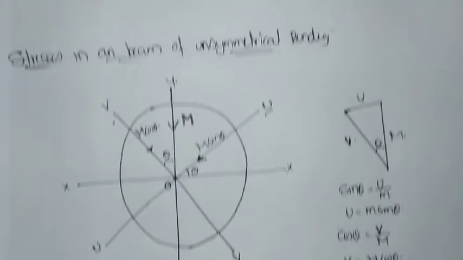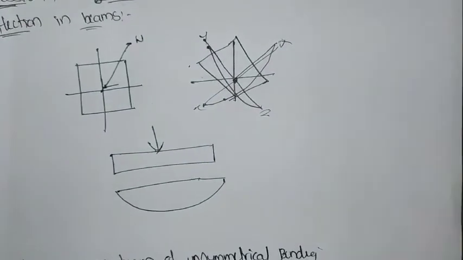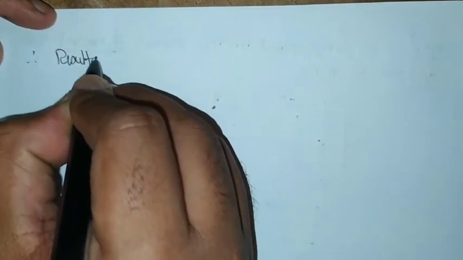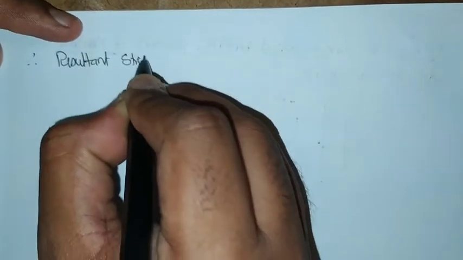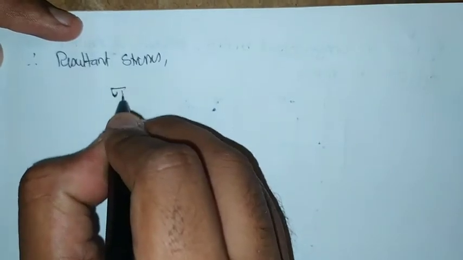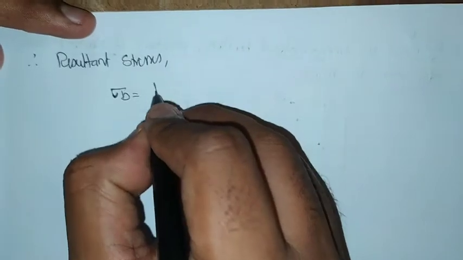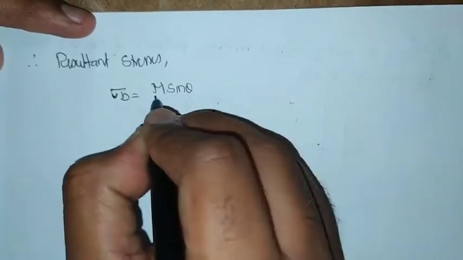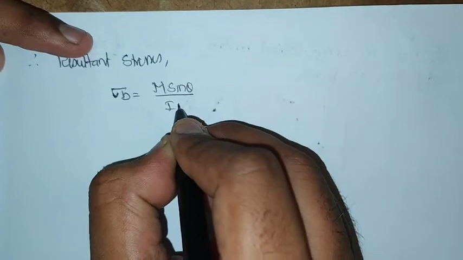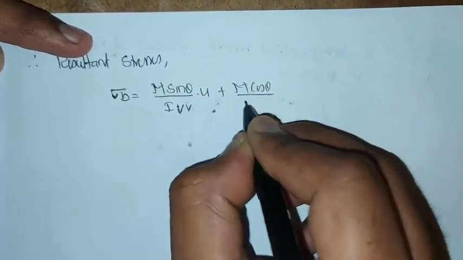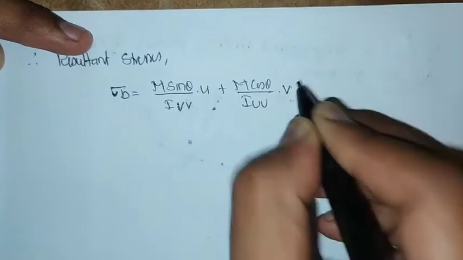So now what we have to do is find the resultant stresses. The resultant stress is nothing but where both the conditions are combined. Therefore the resultant stress sigma b is equal to, both the u and v components we have to take: m sin theta by I vv into u plus m cos theta by I uu into v.